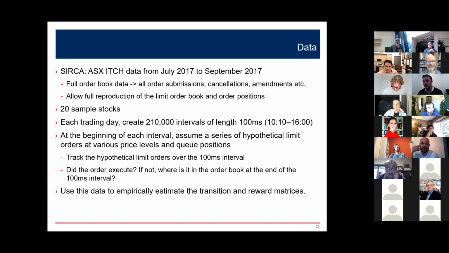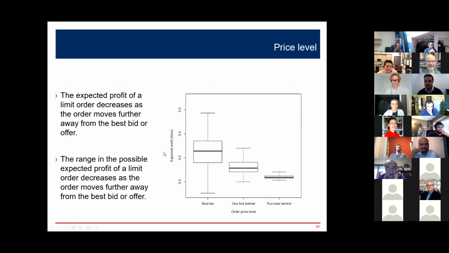And that gives me data where I know what the state of the order book is at the beginning of the 100 milliseconds. I know what the state of the world is at the end of 100 milliseconds and whether the orders got executed or not. And that's the empirical data that I then use to work out the execution probabilities or any profits that these orders would have generated, and the transition probabilities. So I get that data and I plug it into the RL model and grind the handle to get out the results, the expected profits.